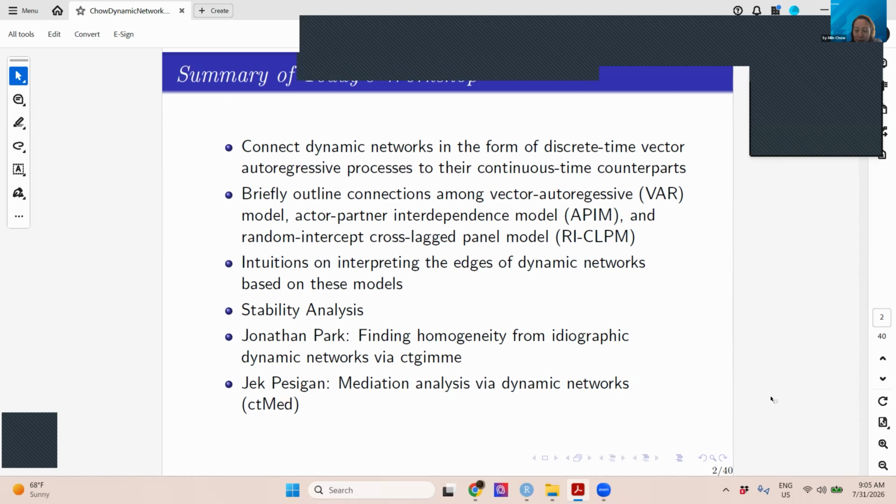of the dynamic networks. And shortly, around 9:30 or so, I will turn things over to Jonathan, and then he will talk about finding homogeneity in idiographic dynamic networks using various variants of the package ctGIME. And then Jack will talk about mediation analysis using dynamic networks.